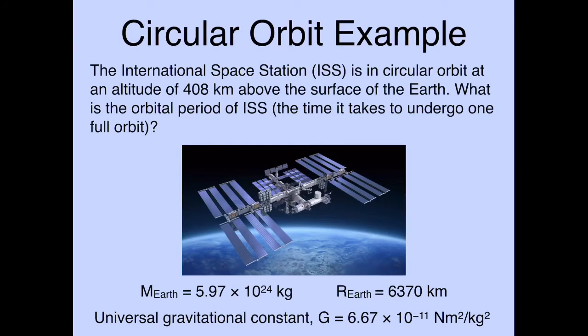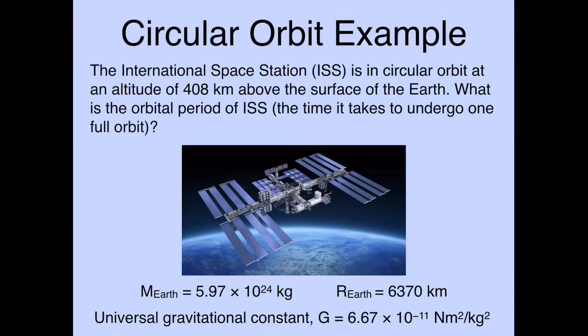And so one place that we're going to use this formula is in describing a circular orbit. So think of something in orbit around the Earth, like a satellite or a space station. Okay? So in this case, we have the International Space Station, ISS. It's in a circular orbit around the Earth with an altitude of about 408 kilometers. Okay? What is the orbital period of ISS? That means the time it takes to undergo one full orbit. How long does it take to circle the Earth one time?